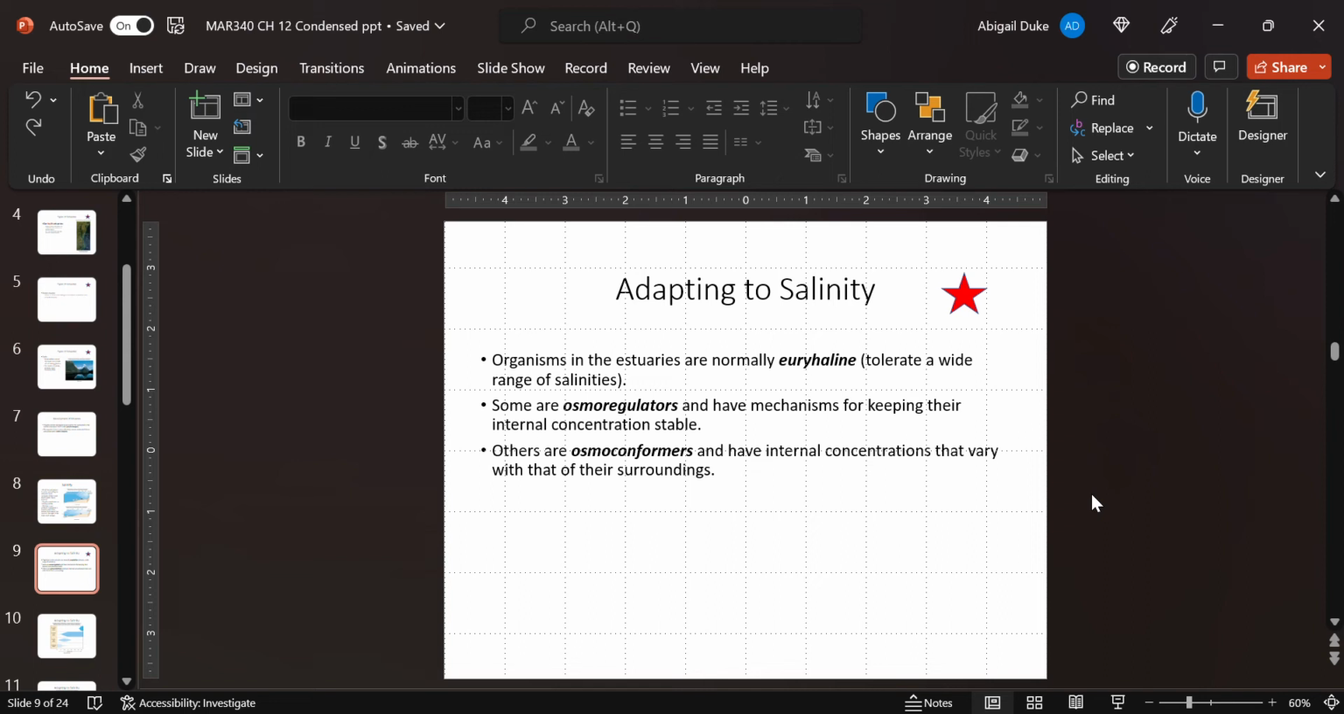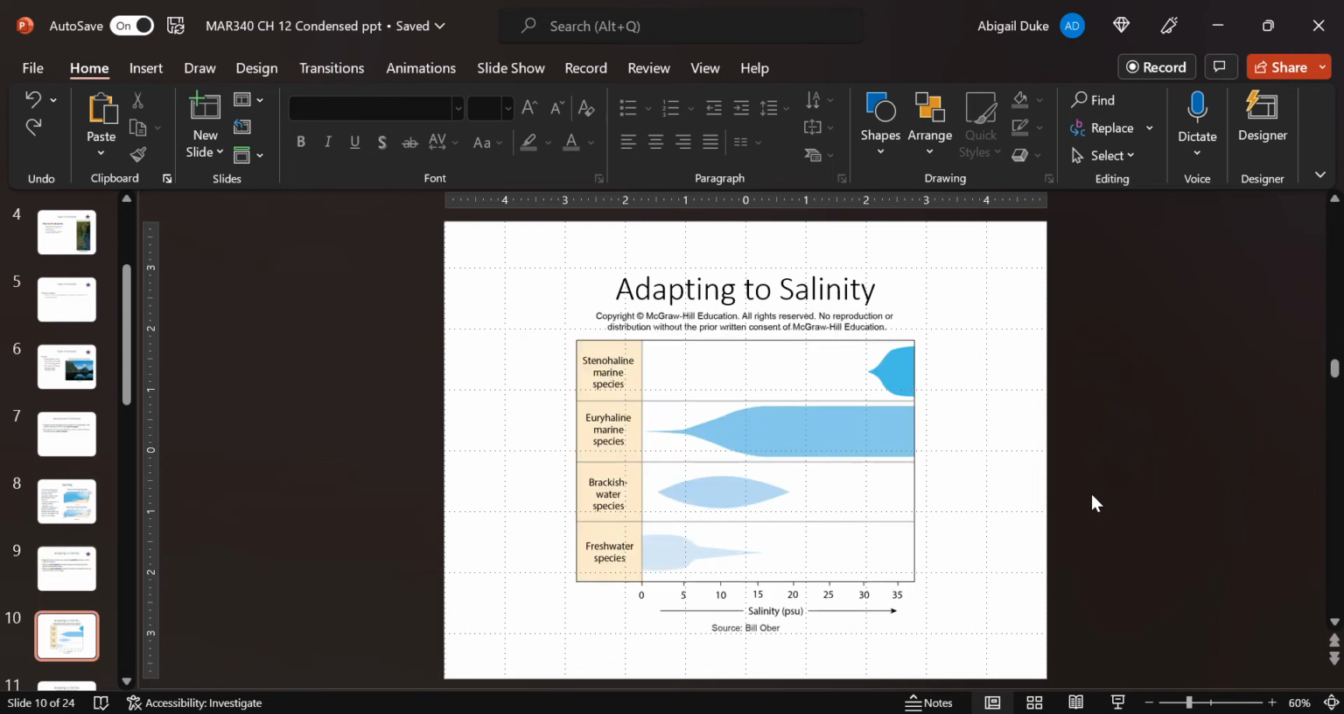And then others are osmoconformers and have internal concentrations that vary with that of their surroundings. So it's more like being cold-blooded, where their temperature changes with the outside temperature, but their body can just take it all. So those are the different kinds that can make it there.